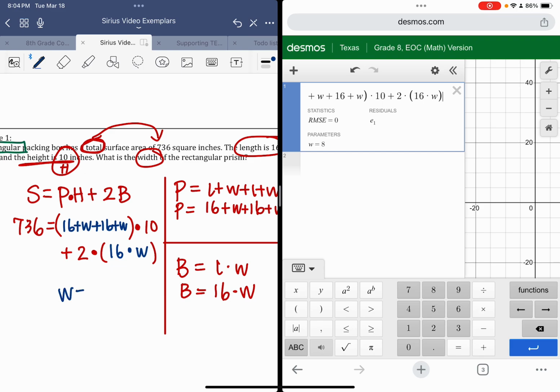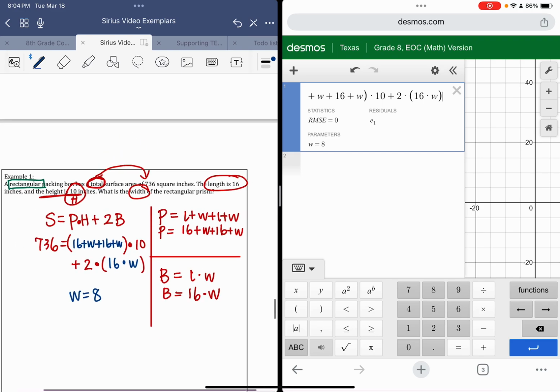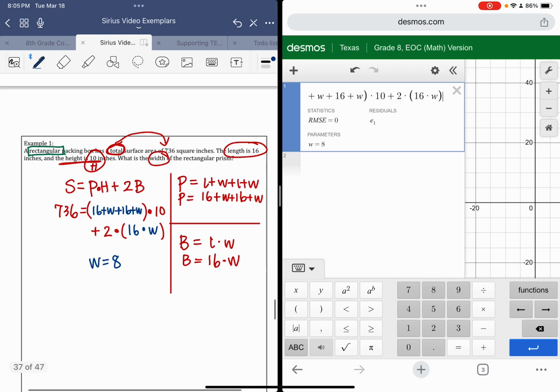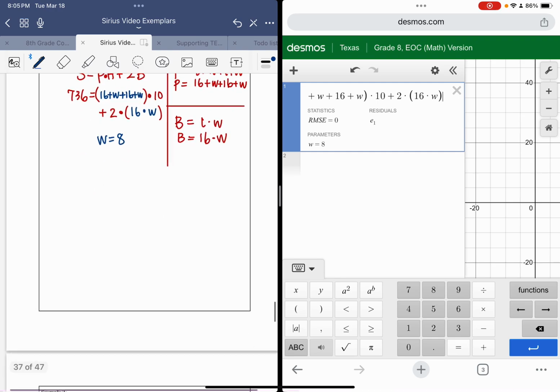My width equals 8. So this is basically just giving you a total surface area, asking for either the length or the width or the height. Just remember to represent the ungiven quantity like perimeter or base by using the expression that we can generate, using perimeter equals length plus width plus length plus width, and base equals length times width.